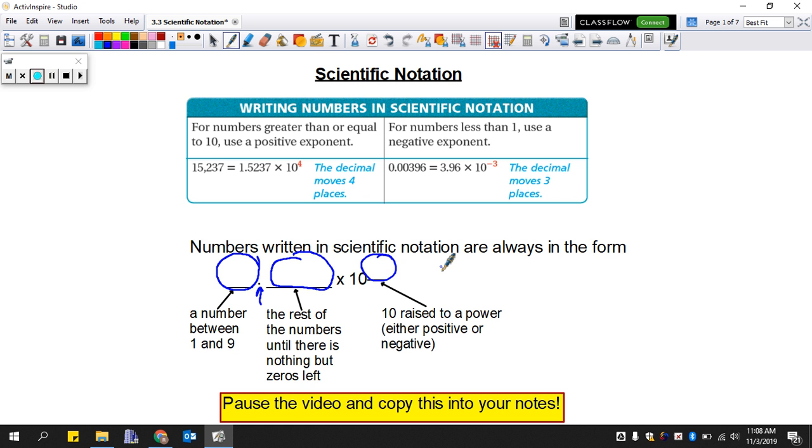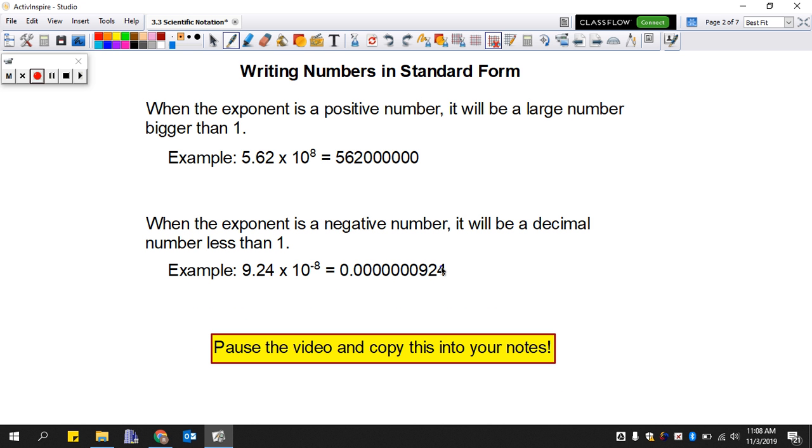As I had just said a minute ago, if the exponent is a positive number, it's going to be a large number that's bigger than 1. What I'm doing here is going from scientific notation to standard form. We have 5.62. You notice it's written in that standard form: one number, the decimal point, and then the rest of the numbers, times 10 to the 8th, which means that we're going to have moved this decimal point 8 times. And we could put commas in there.